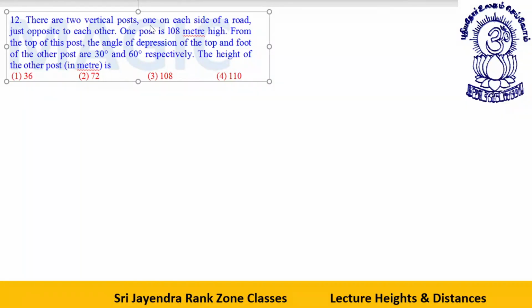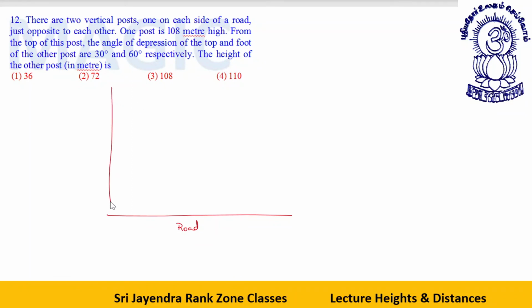There are two vertical posts, one on each side of a road. This is a road. One on each side of a road, just opposite. One post is 108 meter high. From the top of this post, the angle of depression of the top and foot of the other post are 30 degree and 60 degree. Look, see this one. This is 108.